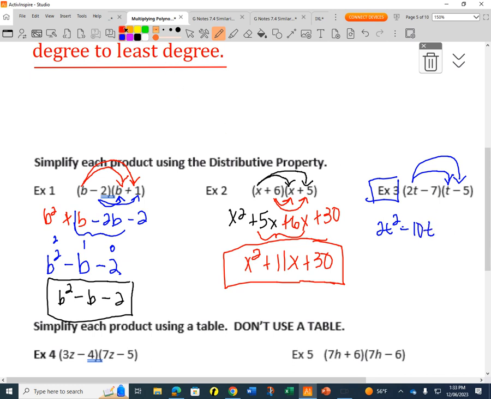Now we've got to multiply that second term by everything, so negative 7 times t. Negative 7t. Good. And then negative 7 times negative 5 on your calculator, 7 negative button times 5 negative button, positive 35. So now the middle terms are the ones we need to combine, usually when we're doing a binomial times a binomial. Minus 17t. Very good. Minus 17t plus 35, and that's your final answer.